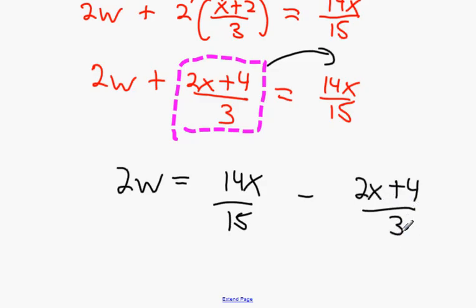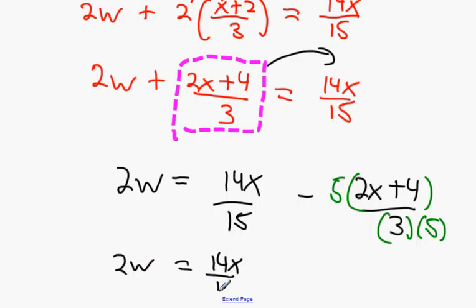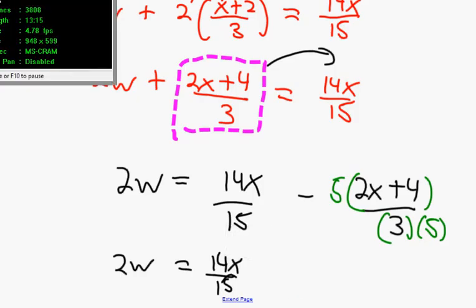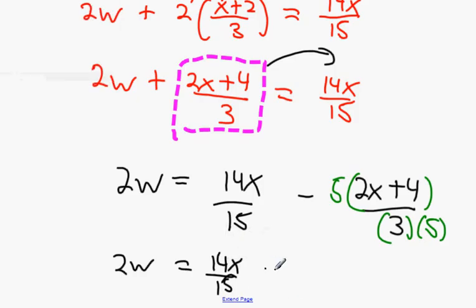You can see here that they haven't got a common denominator. To change it to a common denominator, I've got to multiply the bottom by 5. And if I multiply the bottom by 5, I must multiply the top by 5. 2w is now equal to 14x over 15. Yes, Simon? So, minus, multiply, now this is the hard part, okay?